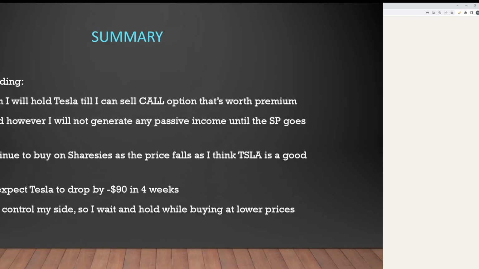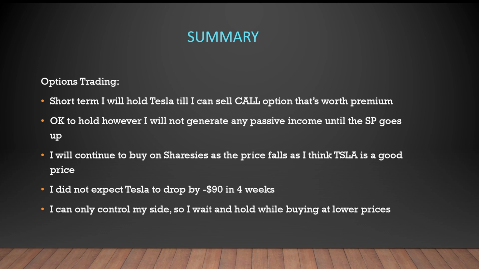So quick recap, short term I will be holding Tesla till I can sell a decent call option for good money. I'm also okay to hold, however I will not generate any passive income if I do sit there and can't do any options trading on Tesla, because if it goes lower, I'm not going to get paid too much money to do a call option, and if it spikes up I'm going to lose all the gains. So this is just one of the downsides when you do options trading.